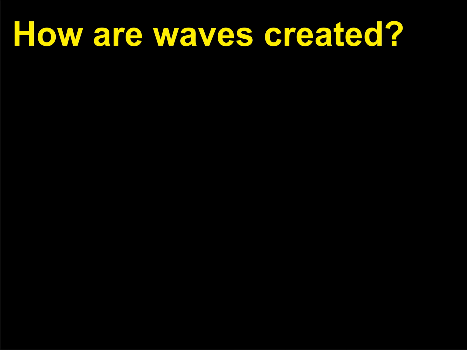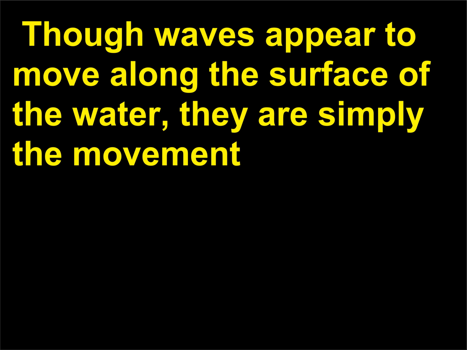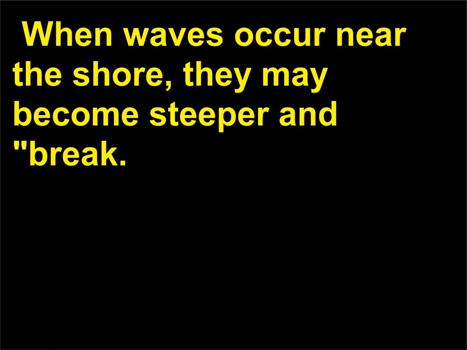How are waves created? Waves are created by wind blowing across the surface of the water. Though waves appear to move along the surface of the water, they are simply the movement, oscillation, of water up and down due to the friction of the air. When waves occur near the shore, they may become steeper and break.